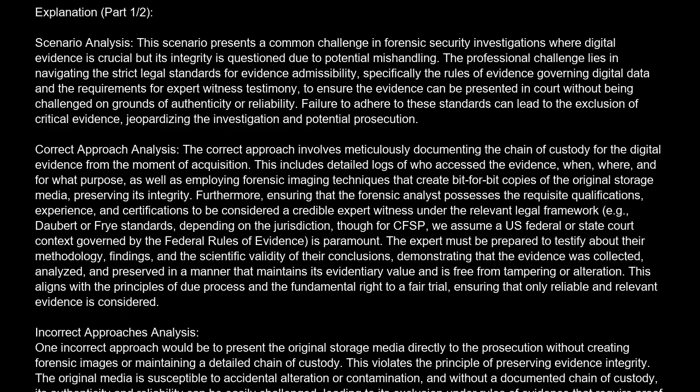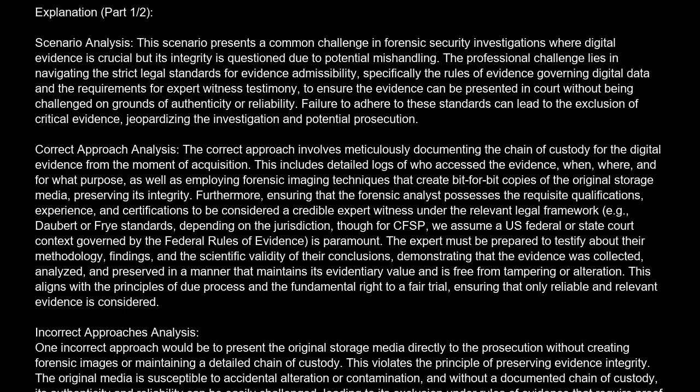The correct answer is C. Immediately submit the recovered logs and the original drive to the prosecution, emphasizing the critical nature of the findings, and advise the prosecution to address any chain of custody or annotation concerns with the analyst.